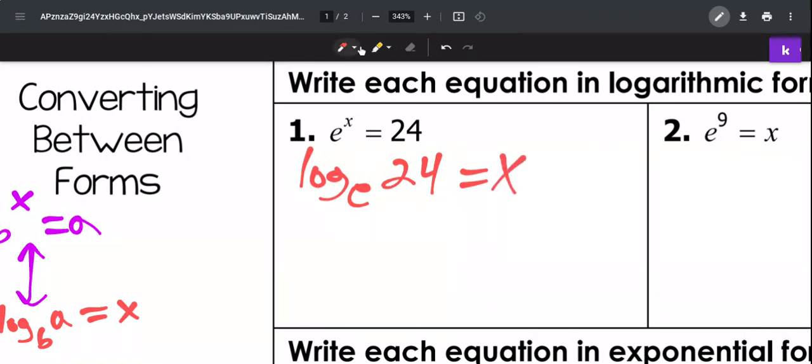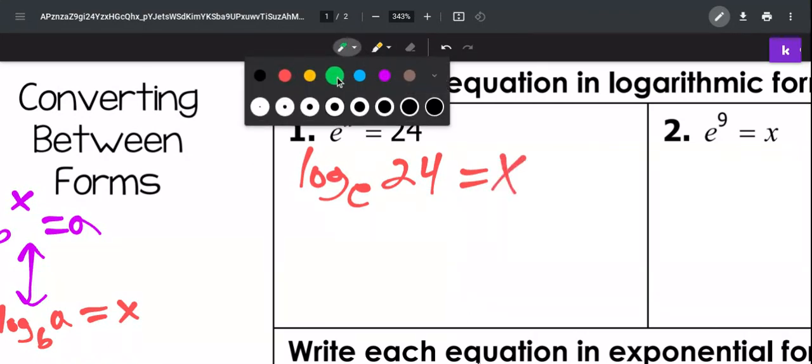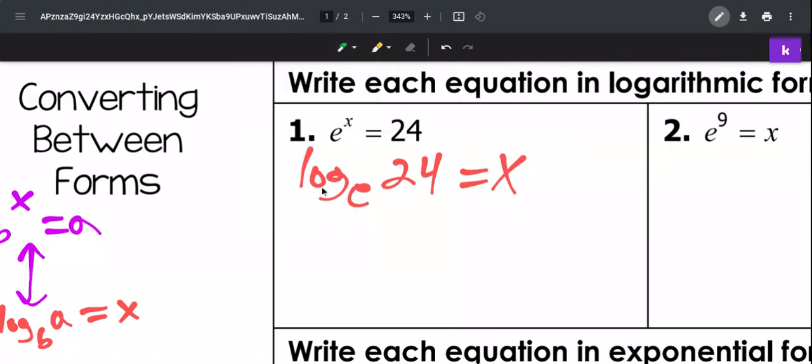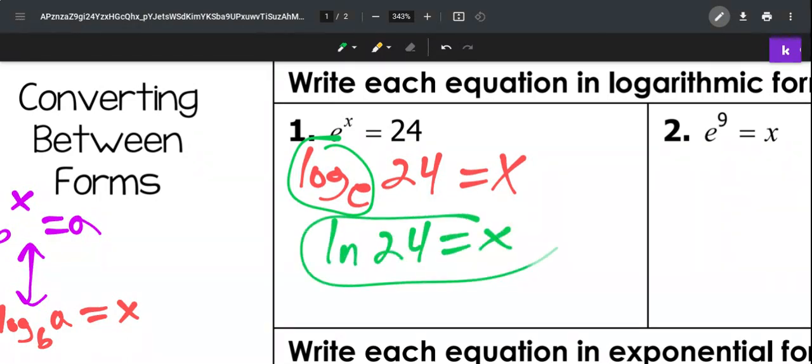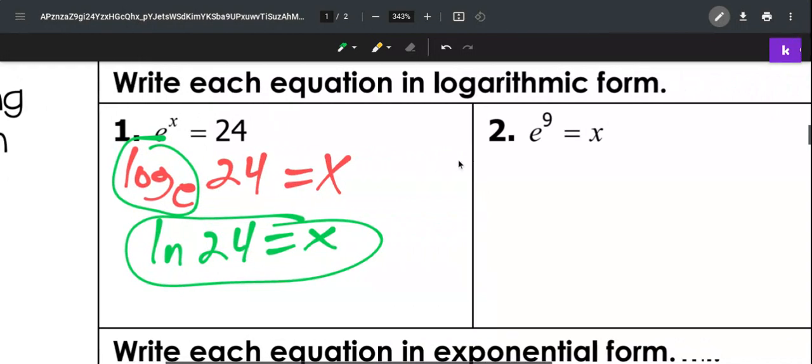Now, the only added part we have to do here, which you probably could do without writing all this out, but I'm going to write it out so you can see it, is we change this log base e to ln because it is a natural logarithm. All right, so ln of 24 equals x, or the natural log of 24 equals x. You could say it a couple different ways. I've even heard people say ln of 24, which I probably wouldn't say, but I've at least heard it. All right, so now try number 2.